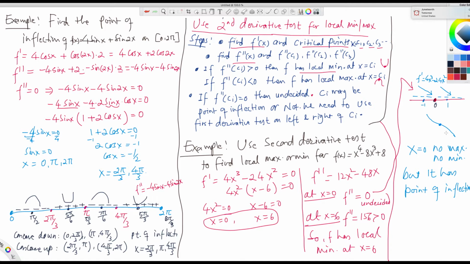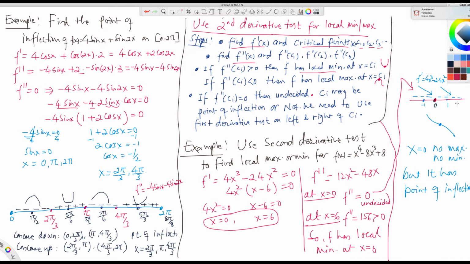It has a point of inflection because it is decreasing on both sides of that, and the second derivative is 0 there, right? So it is the boundary between the concave up and concave down. So basically it is the point of inflection there. Okay, I mean, you can check the second derivative too.